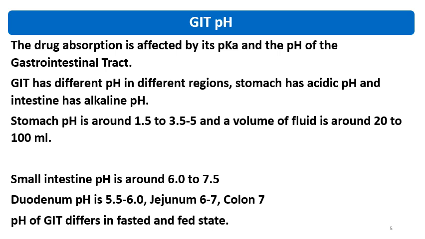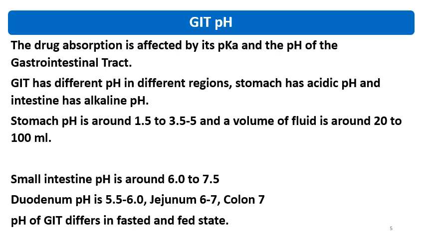Many of the professionals are very well aware of this phenomenon, that the stomach has an acidic pH and the pH environment of the intestine is alkaline. Stomach pH is around 1.5 to 3.5 and sometimes 5. Sometimes it varies between 4 to 5. And the volume of the stomach fluid is around 20 ml to 100 ml.